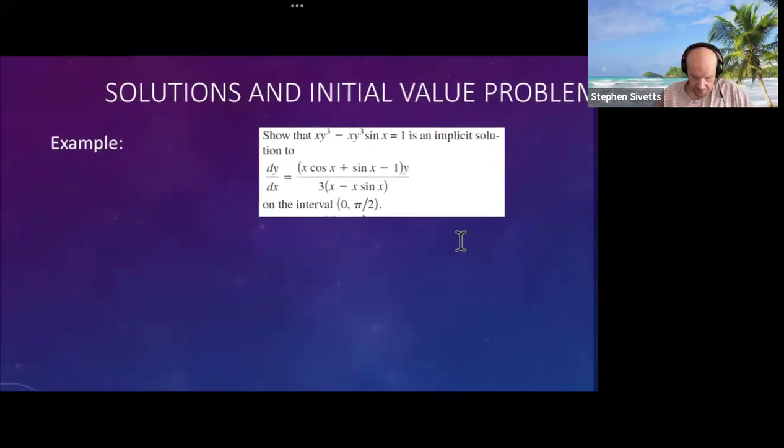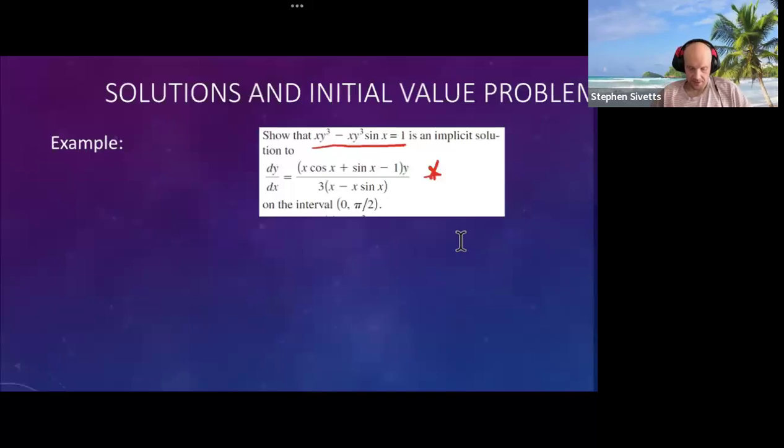Show that x times y cubed minus x y cubed sine of x equals 1. So this is an implicit equation. So we want to show that this is an implicit solution to dy dx equals x times cosine x of sine x minus 1 times y, divided by 3 minus x minus x times sine of x, on the interval 0 to pi over 2, right?